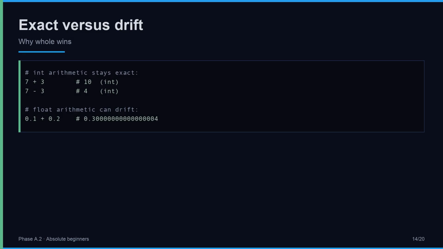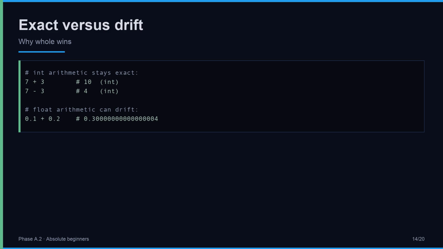Here is exactness in action. 7 plus 3 is 10, an int, perfectly exact. 7 minus 3 is 4, also exact. But look at the float example below. 0.1 plus 0.2 gives a long, ugly number, not the clean 0.3 you would expect. That tiny drift is the cost of fractional storage. Ints do not have this problem. Whole number arithmetic is always clean. This is one big reason we reach for ints whenever a value is naturally whole.